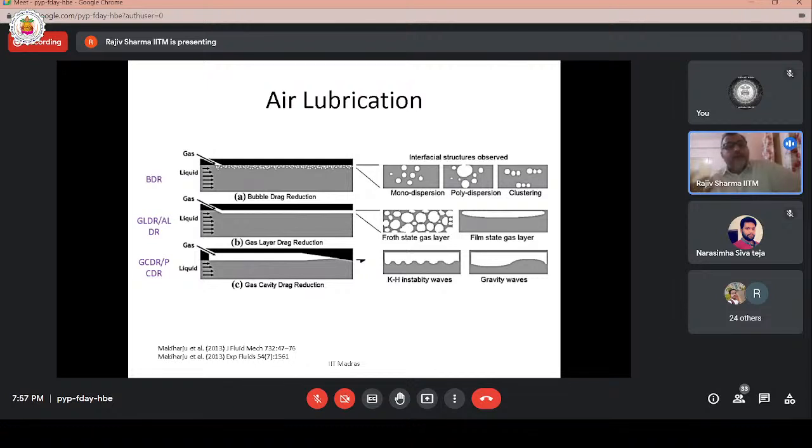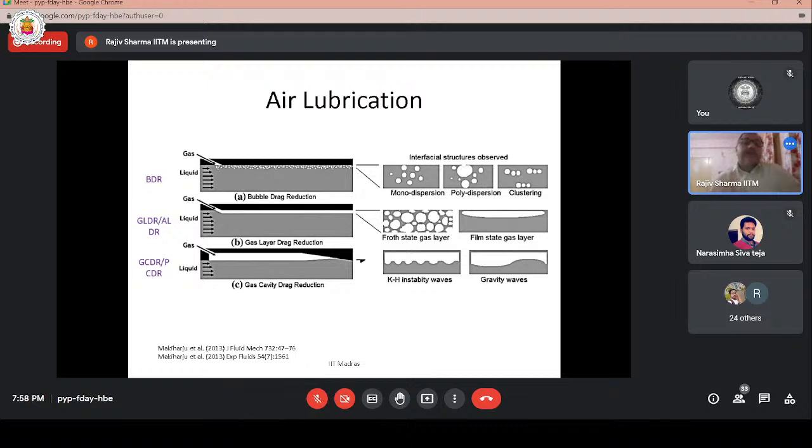So between seawater and the structure, you have the micro bubbles. Then another argument came that instead of bubble drag reduction, let's think in terms of gas layer reduction. Let's generate a gas layer on the hull, so you have a hull, you have a gas layer, then you have seawater. So between hull and seawater, you have a gas layer. Then the idea got extended further. Instead of saying that we have a layer of gas, can we say let's have a cavity?